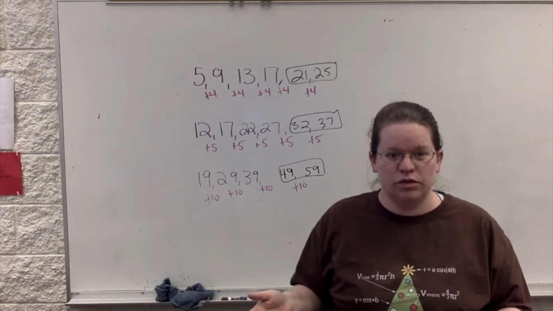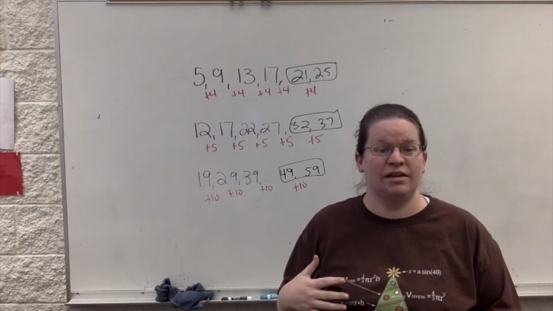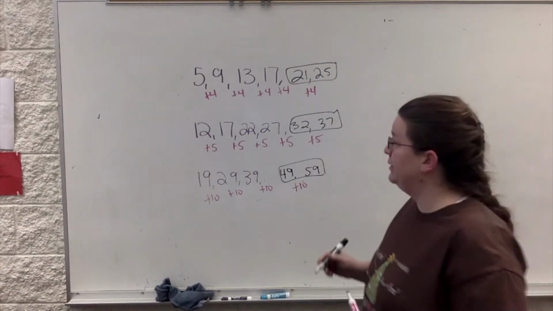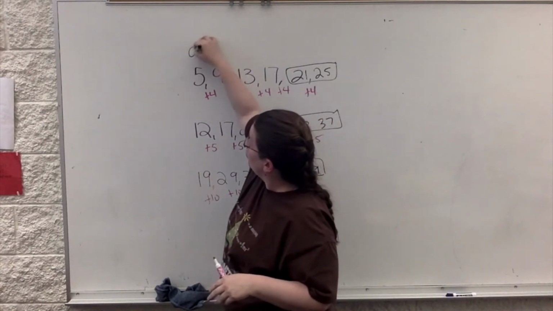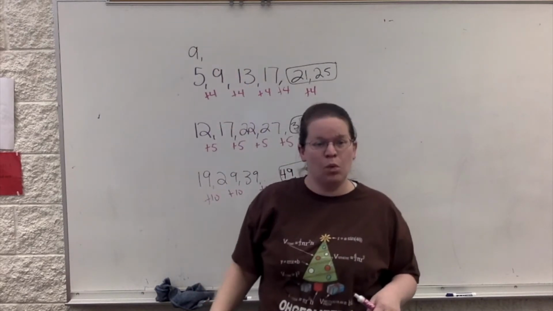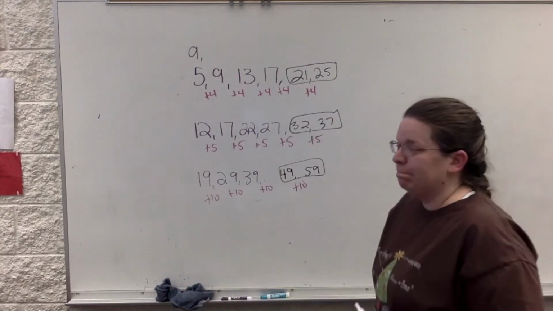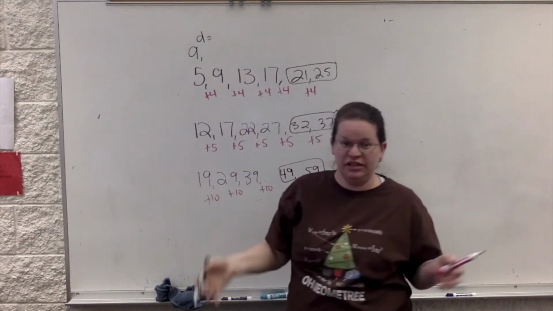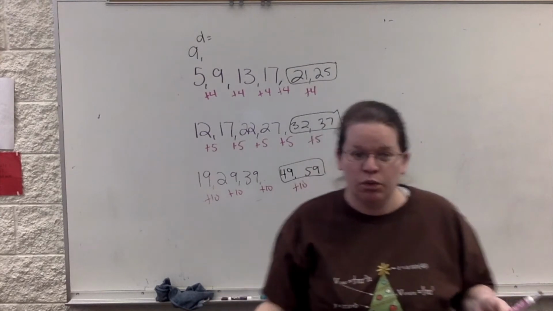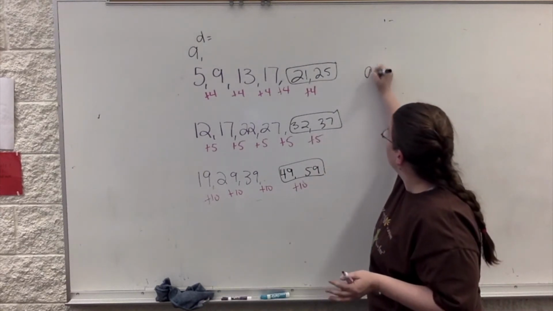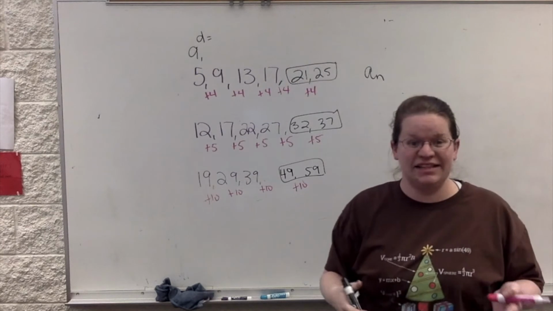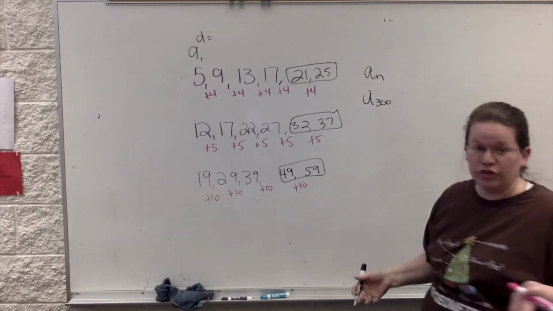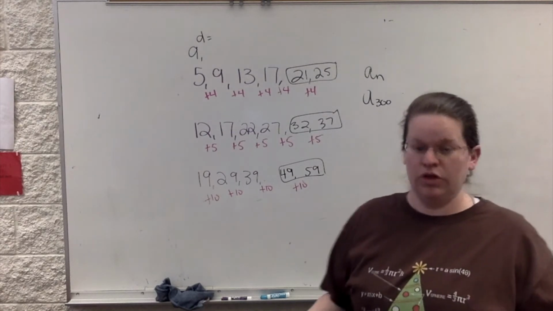So we're going to do actual high school level of math, and then this is when I said about the more math for later. We're going to label these things. The first term we call A sub 1. The common difference, we just use D equals. And we're going to find things like the nth term, and so that's A sub n. I could put A sub 300, that means the 300th term.